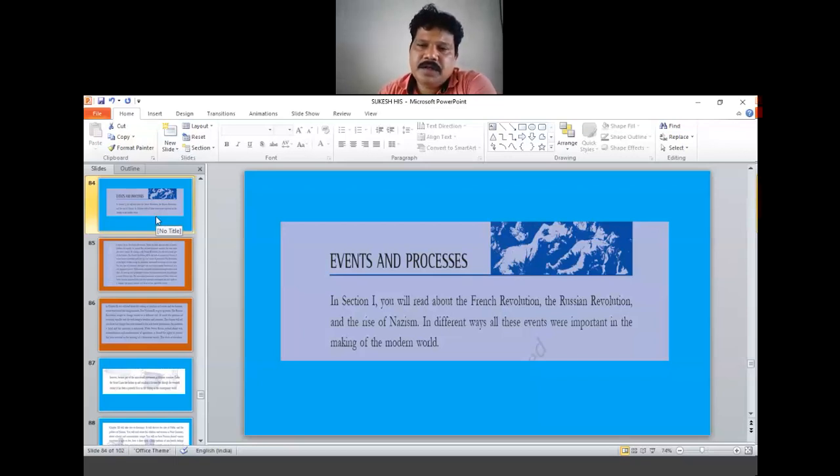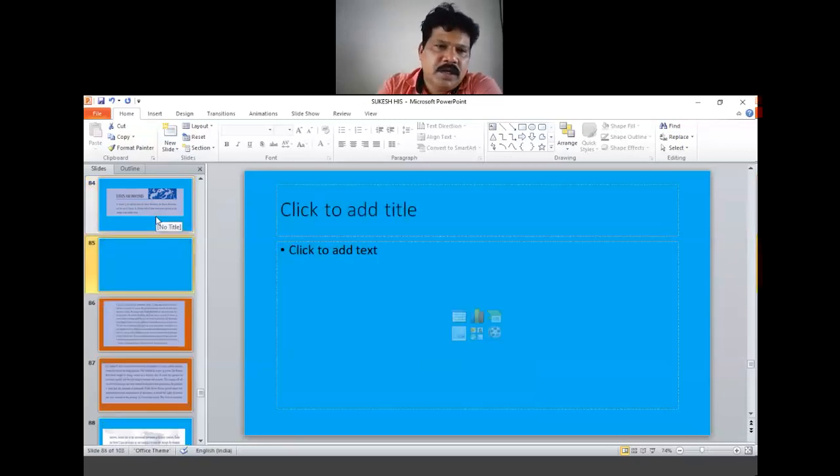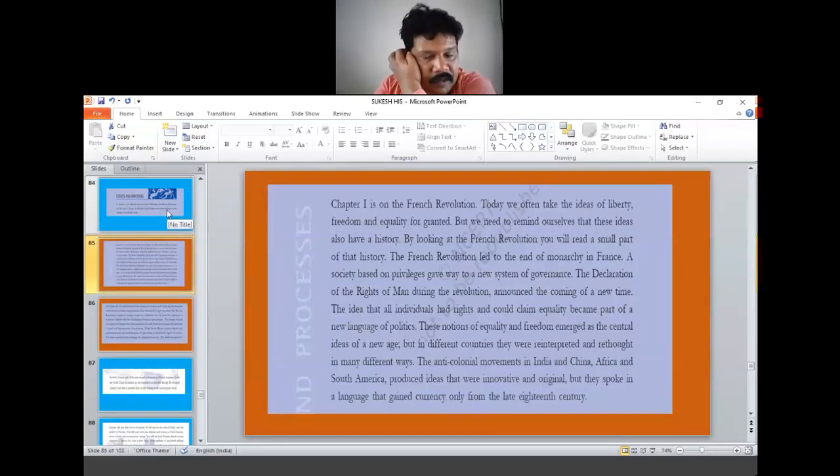In history, what we are going to study is nothing but the events and processes. Events and processes means various revolutions. It may be the French Revolution, Russian Revolution. Even in class 10th, we are going to study about the national movement in India, that is the freedom movement in India.